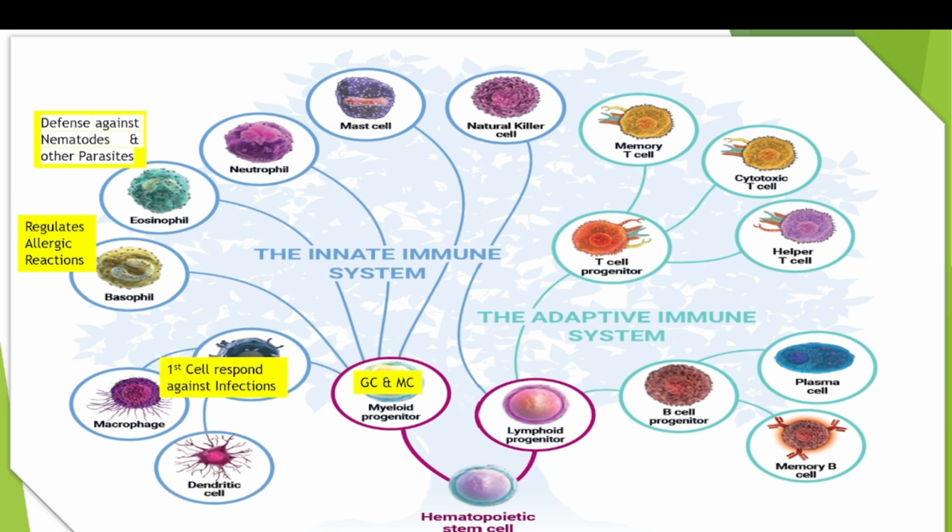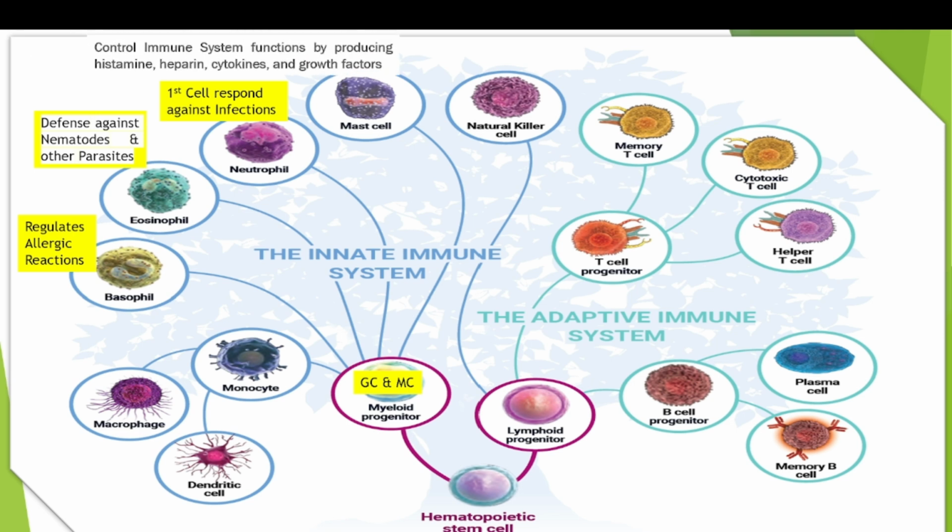And the third one is neutrophils. These are the first cells to respond against infection. Whenever an infection takes place in the body, the first cell to respond is the neutrophil. So the neutrophil is the first cell which responds against infection in our body.